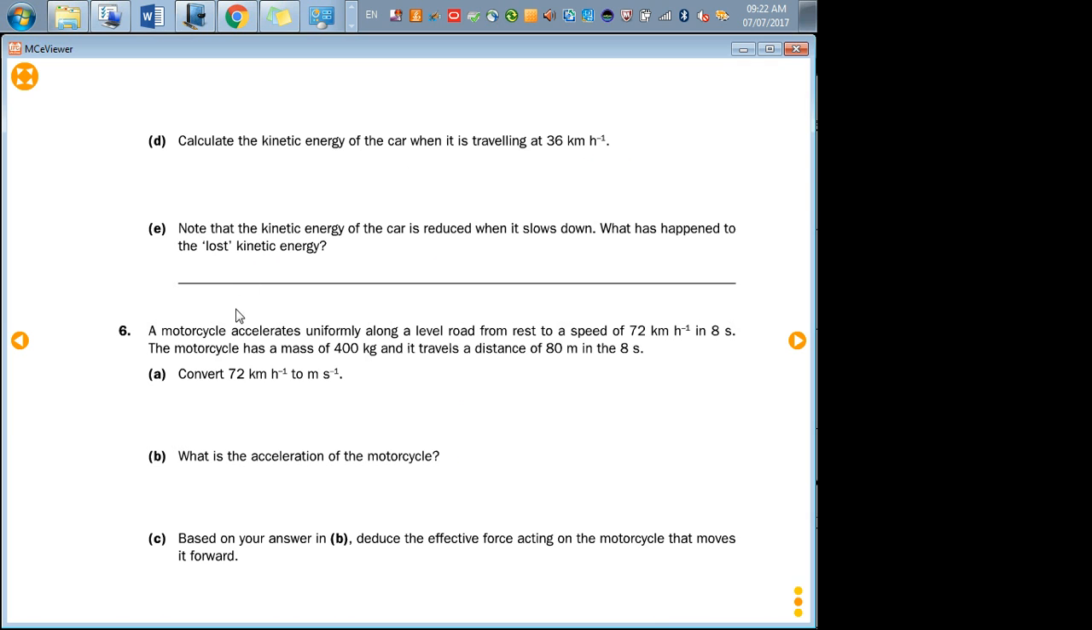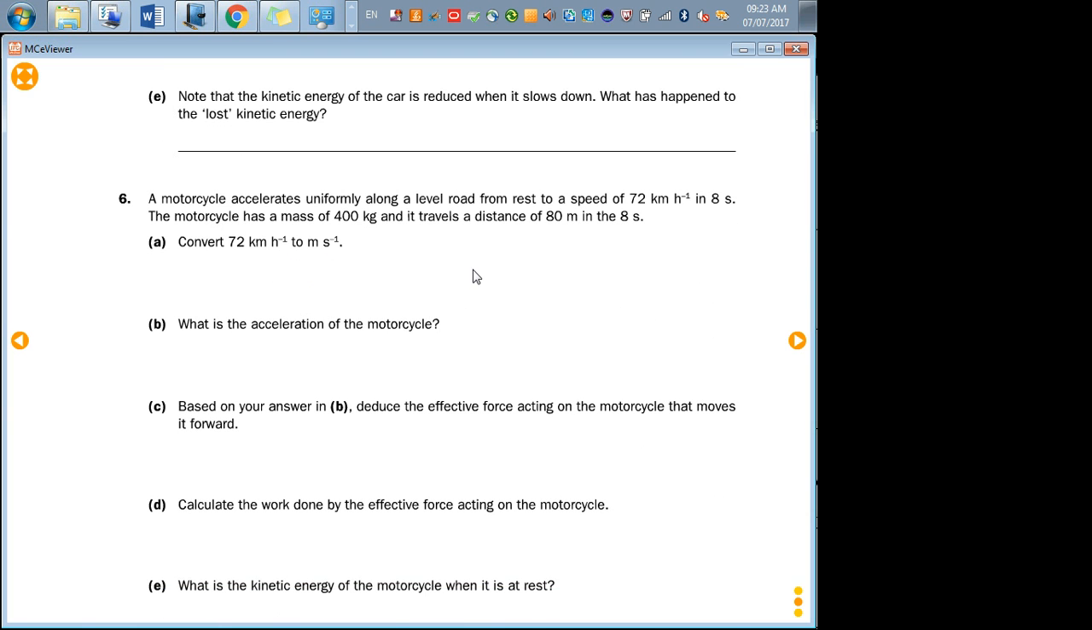So, part E, we note that the kinetic energy is reduced when it slows down. What happened to the lost energy? Can it be lost? It can be converted to another form, but it cannot be destroyed. So where do we lose it to? I heard air resistance. What else? Friction, yes. So we call it thermal energy. This is the thermal energy that is dissipated to the surroundings. You cannot get it back. Okay?